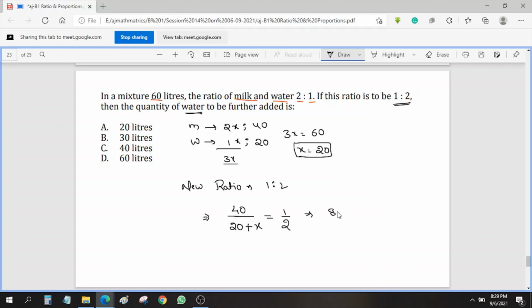So here 80 by 20 plus x. Sorry, this is 80, and that is 80 and 20 plus x. Now 80 minus 20 is equal to x, so x is equal to 60. This much water we need to add to get 1 is to 2. This is the answer for the question. I hope I am clear.